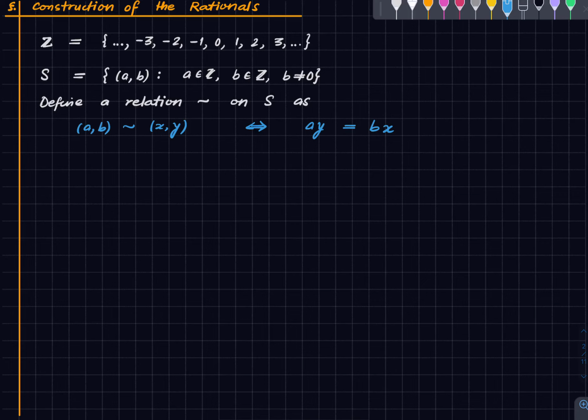This is the definition of tilde, and we claim, or I would like you to check, that tilde is reflexive, and tilde is symmetric, and tilde is transitive.